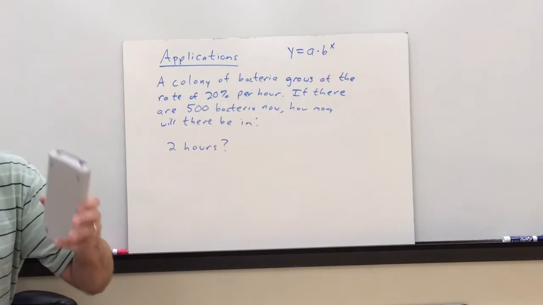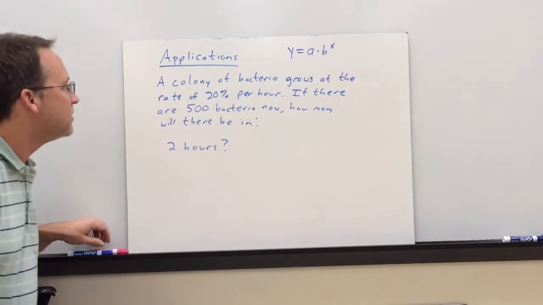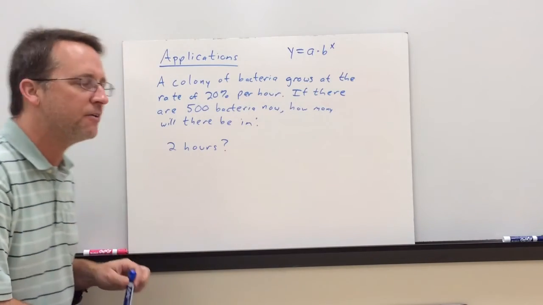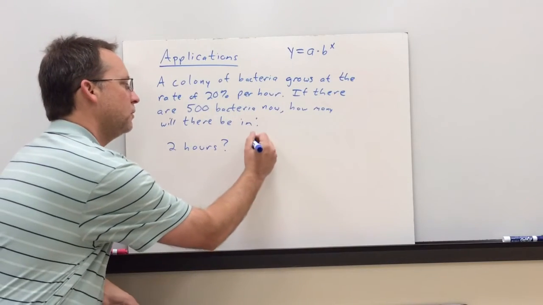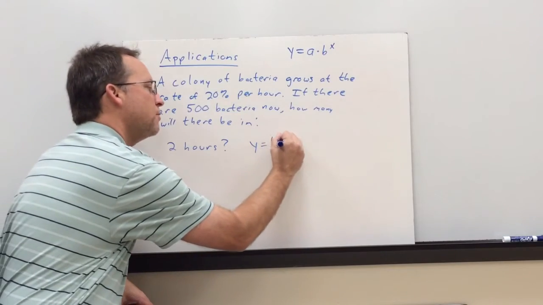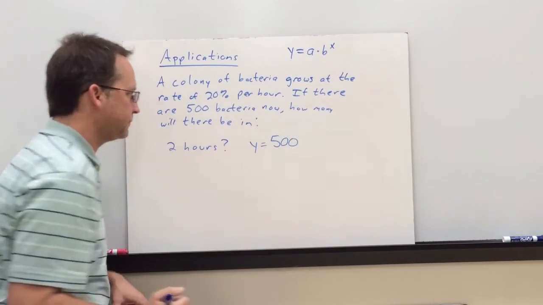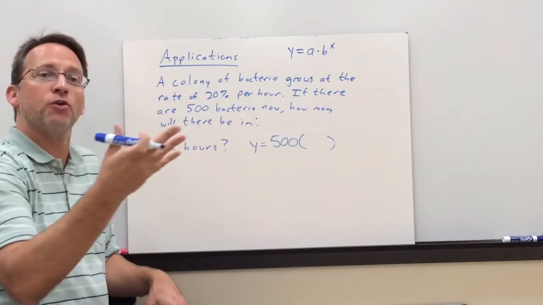Now, that A value comes into play. That A stands for your initial value. So we have 500 bacteria at the beginning of this problem. So if we're looking for what the output's going to be, we're starting with 500 bacteria, and then we're multiplying by B, which is our growth factor.